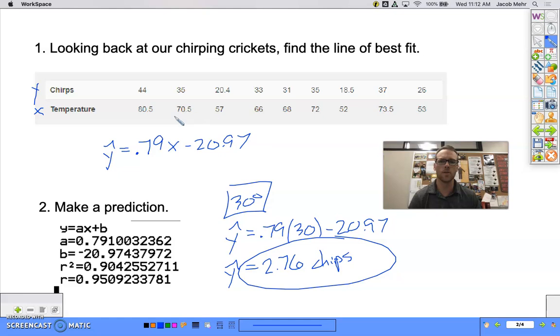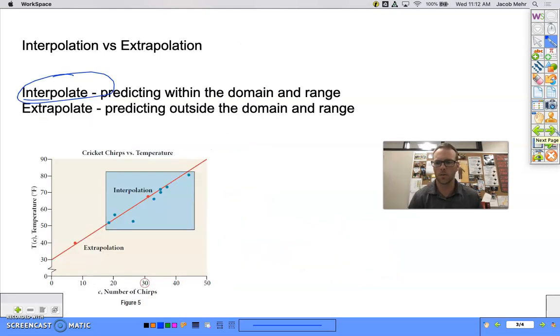So going back to this one, I would feel comfortable predicting the number of chirps for 76 degrees, because 76 degrees falls in our domain here, doesn't it? The biggest is 80.5, the smallest is 52. I would feel really good. I would also feel good about making a prediction for 50 degrees, since it's not that far outside. However, 30 degrees is nowhere near where we're at. Okay, let's do another one.